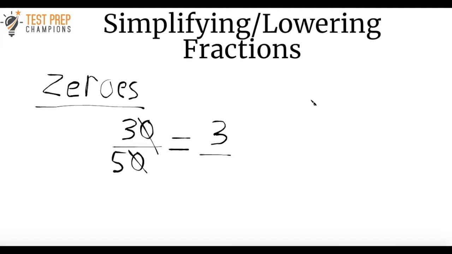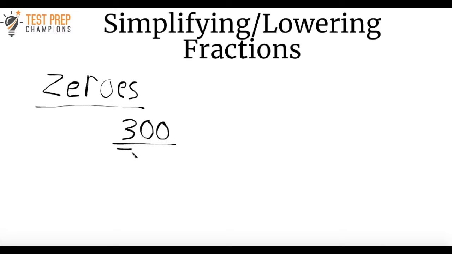Let me show you another example here. So let's say we had 300 over 700. How can we use the zeros trick to simplify this fraction? Well, we can cancel out an equal number of zeros here. We see that 300 has two zeros, and 700 has two zeros as well. We cancel them out and look, just like that, within seconds, we have simplified the fraction down to 3/7.